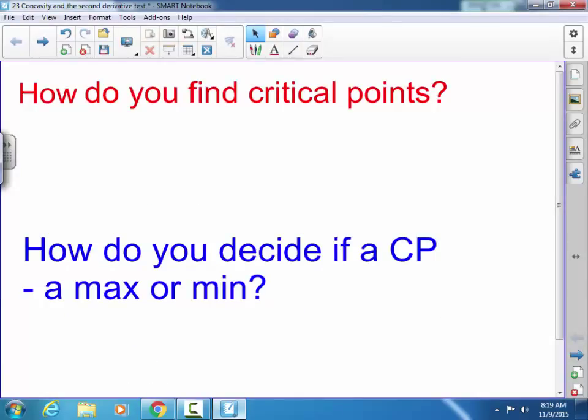It's called 23, concavity and the second derivative test. So that is what you would want to be pulling down from Moodle if you have not done so already, okay? Just as we begin into that, let's talk a little bit about the last thing that we talked about, which was first derivative test and critical points.